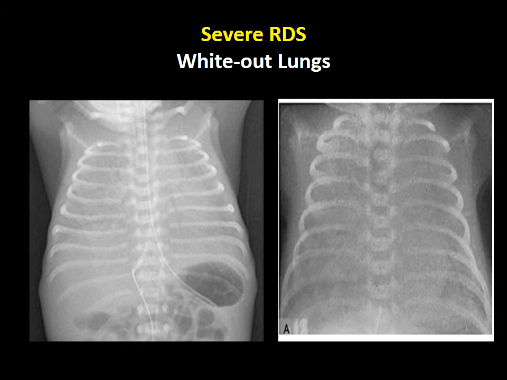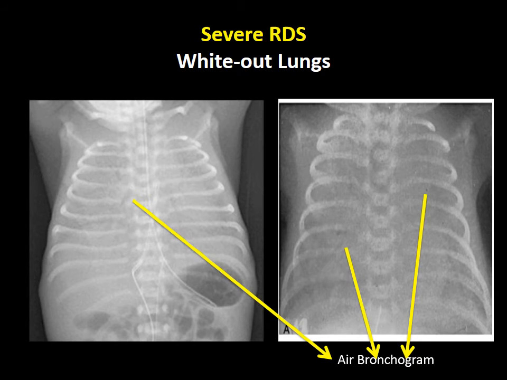This is the chest X-ray of a severe RDS. Whiteout lungs and air bronchogram may still be seen. However, early onset neonatal pneumonia with GBS may also look like this.